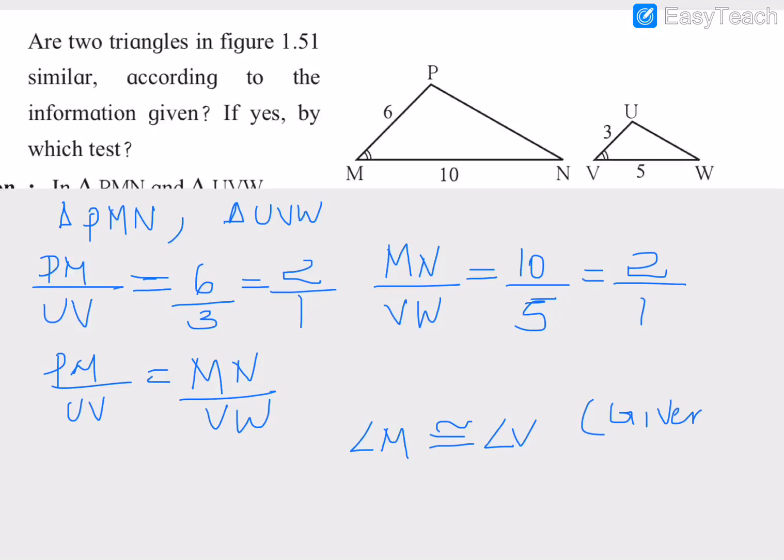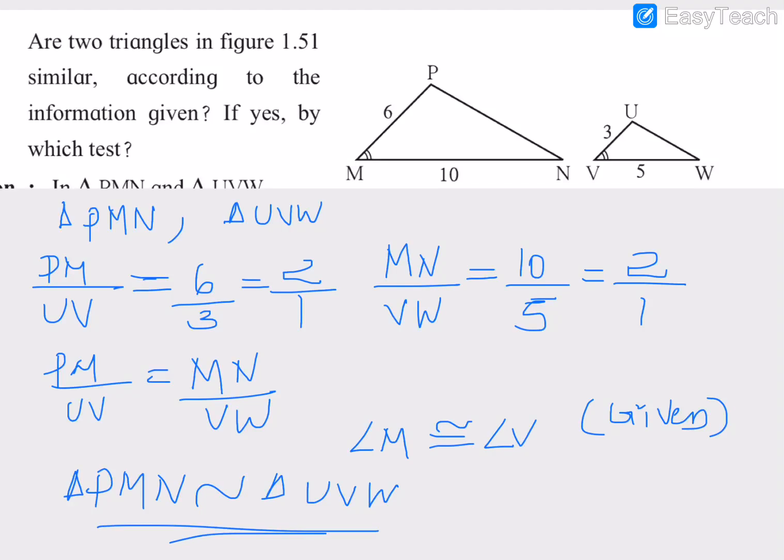Also we have to mention the reason, given, since it is given in the problem. So we have got the two conditions: the ratio between two sides are equal, and also the angle in between the sides is equal. The angle between the two sides is M here, and the angle between is V, so they are congruent. So according to which criteria? SAS, the side angle side criteria test. By the SAS test, we get that triangle PMN is similar to triangle UVW.